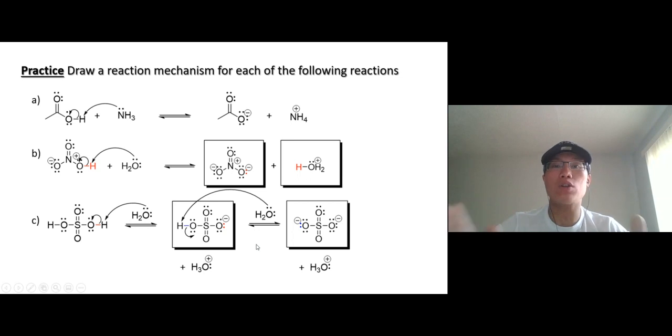All right, that's one of the most important skills for this chapter. So keep in mind, always remember that the curved arrow is used to represent electron movement, not an atom movement.